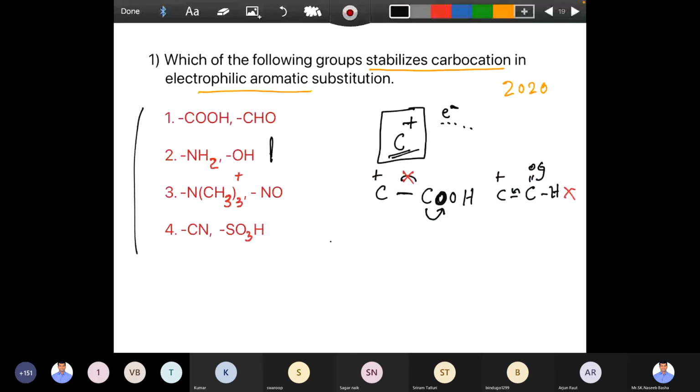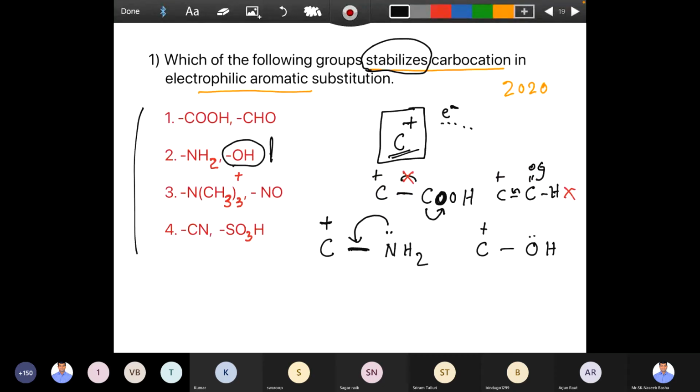In the second option, a carbon is bonded with an H2, but nitrogen has got a lone pair of electrons. And because this one has got a positive charge, these electrons can move here. So what happens when electrons are moving? It stabilizes the carbocation. What is the next one? OH minus. A carbocation is bonded with OH minus. Though oxygen is electronegative, it has got two lone pairs of electrons. It can share with this. So what happens? Stability comes.